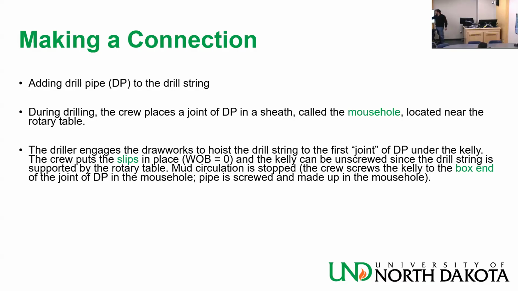Mud circulation is stopped, and the crew screws the Kelly to the box end of the joint of the drill pipe in the mouse hole. The pipe is screwed and made up in the mouse hole. I told you guys last time what the box end is: the thick end of the tool joint. And the thin end that goes in is basically the pin. So the box and the pin, remember? We said that. Let me show you very quickly.